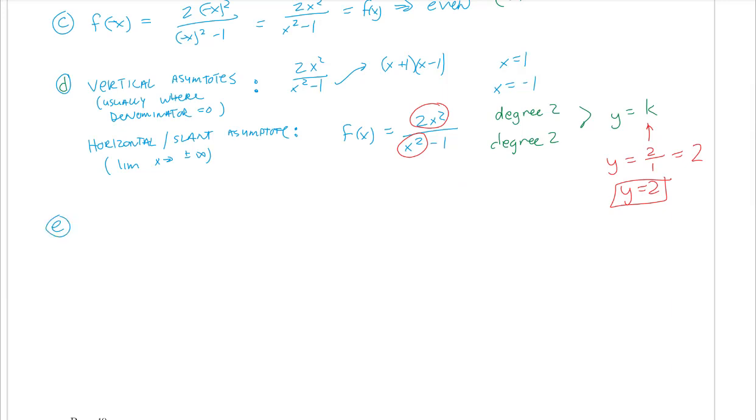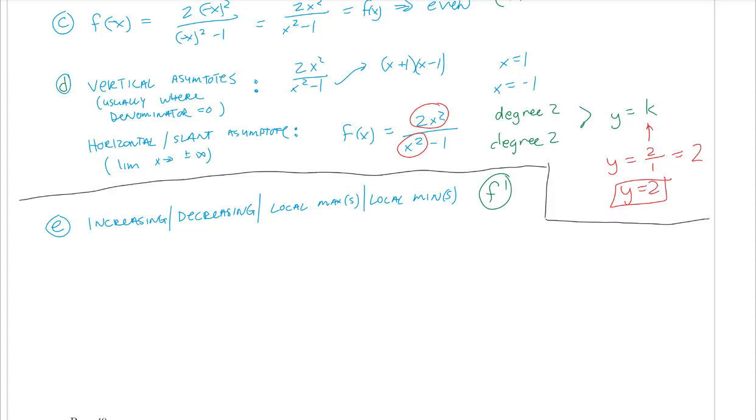The next part of the question asks us to find where the function is increasing, where the function is decreasing, where the local maxes are, and where the local minimums are. And these are all tied together in the sense that they are dealing with the first derivative. So the first thing we need to do here is calculate the first derivative.